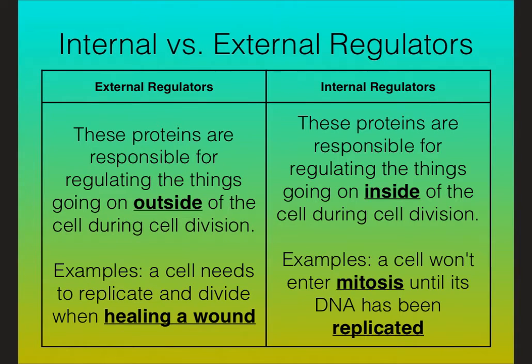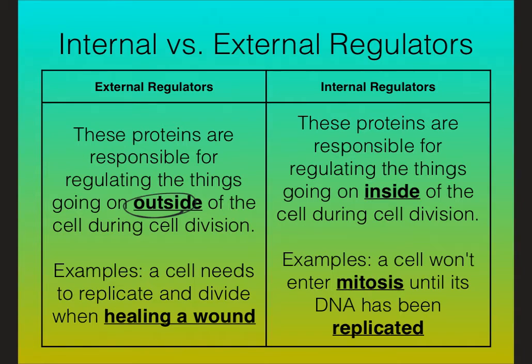All right, so now let's look at two types. So you have the internal and then the external. So we're looking at external. External means outside. So these are the proteins responsible for regulating things outside of the cell. A brief example would be when a cell needs to replicate to divide when healing a wound. So the wound occurs, if you have a cut, for example, that occurs outside the cell. So these would be proteins whose purpose is to regulate things because of what happens in the outside environment, in that external environment.